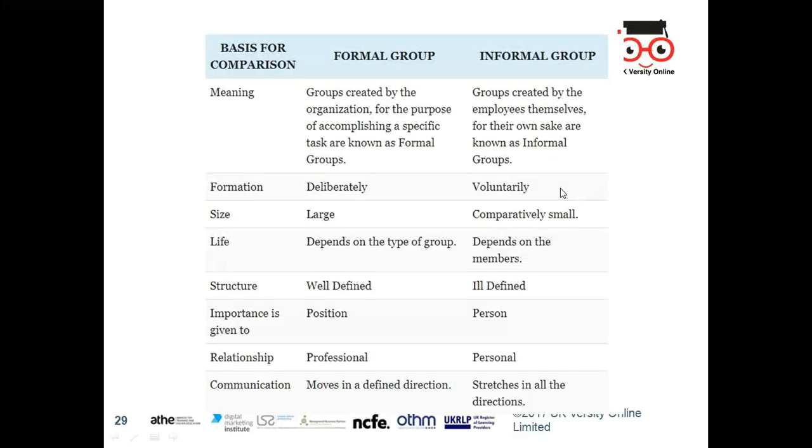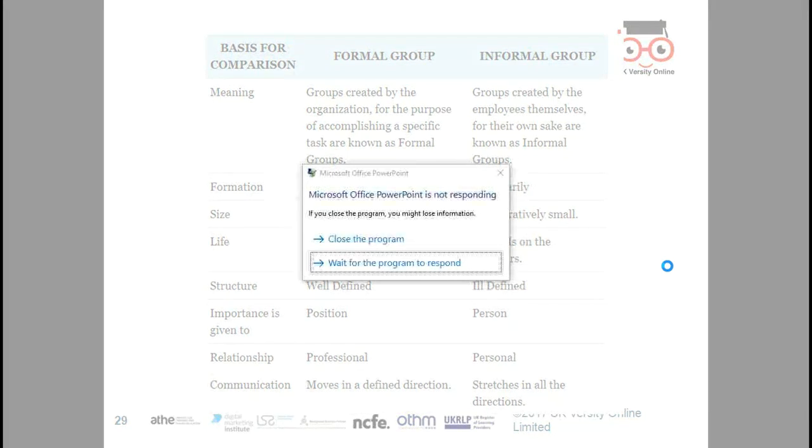and the informal group's is voluntary, not deliberate. Size: it can be large or comparatively small, depending on the type of group. Then informal can be unstructured. So all these are the differences between formal and informal groups. We can discuss this in our assignment as well when we deal with point 2.